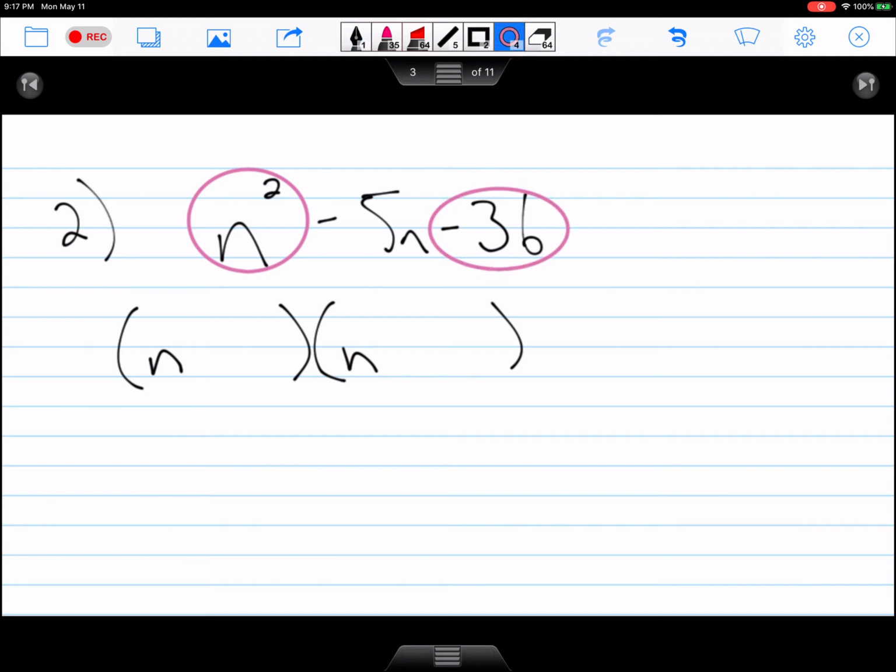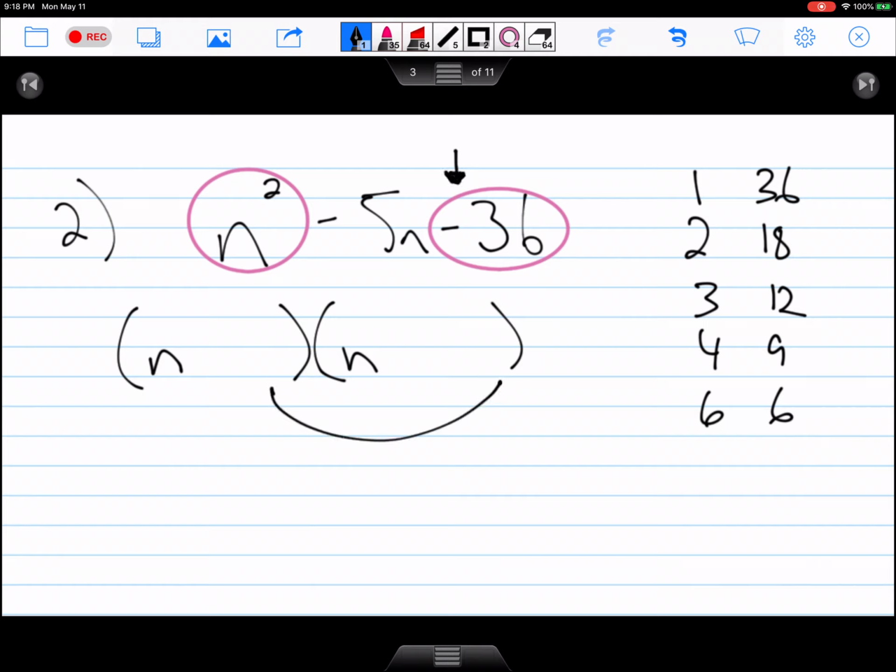Next, I'm going to look at my third term, negative 36. Or let's just think 36. So I got 1 and 36, 2 and 18, 3 and 12, 4 and 9, 6 and 6. But here's the deal. In order to multiply and get a negative, I would have to have one positive, one negative. And here's what that tells me. When I am setting up my binomials, I need to have one positive, one negative binomial. Otherwise, there's no way to get that third term to be negative.